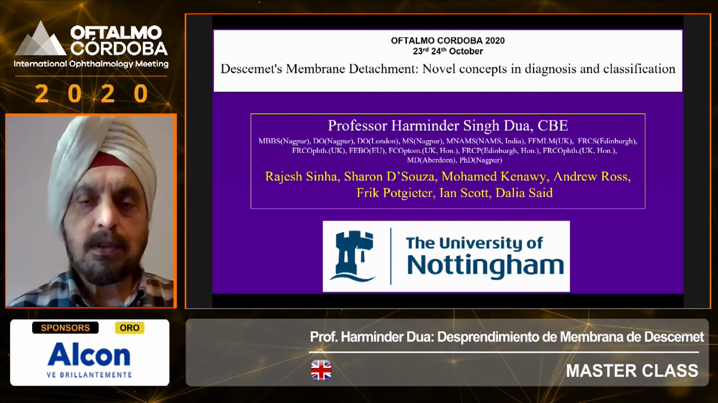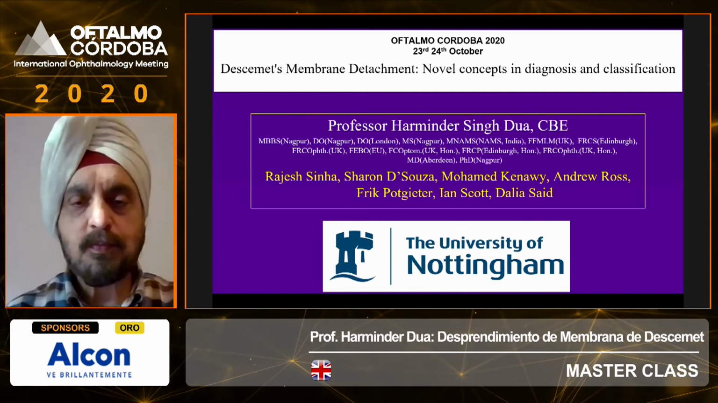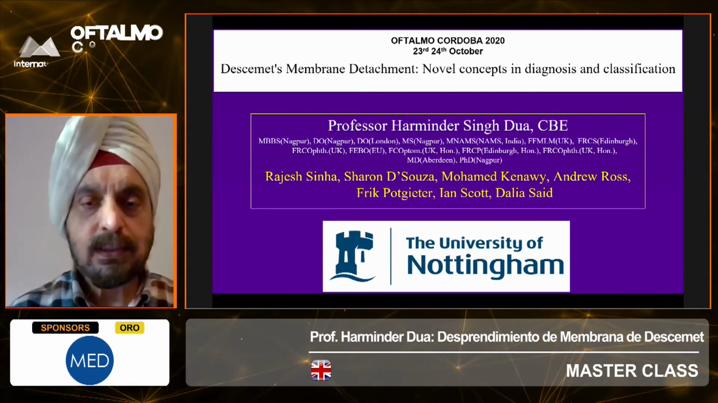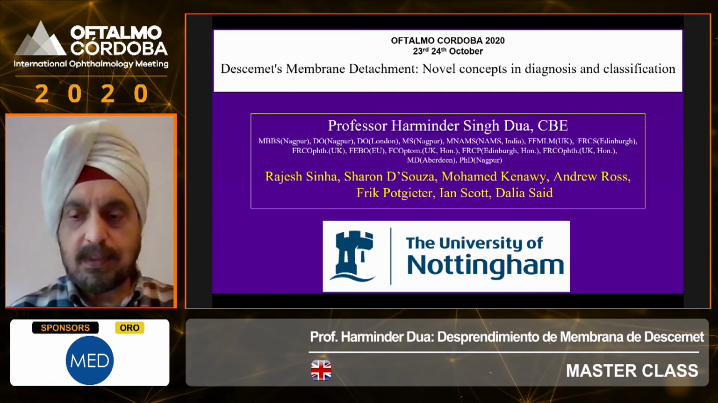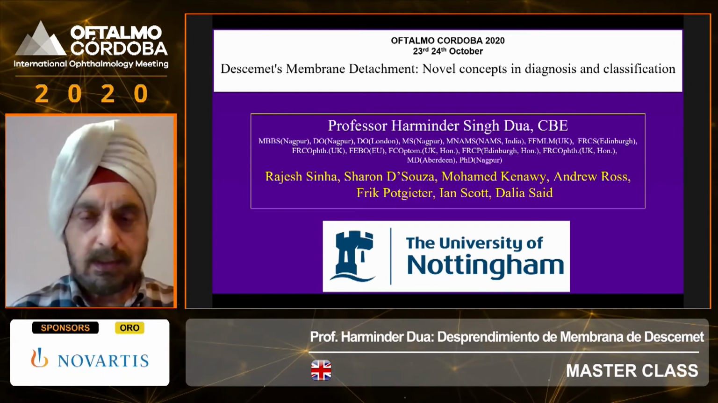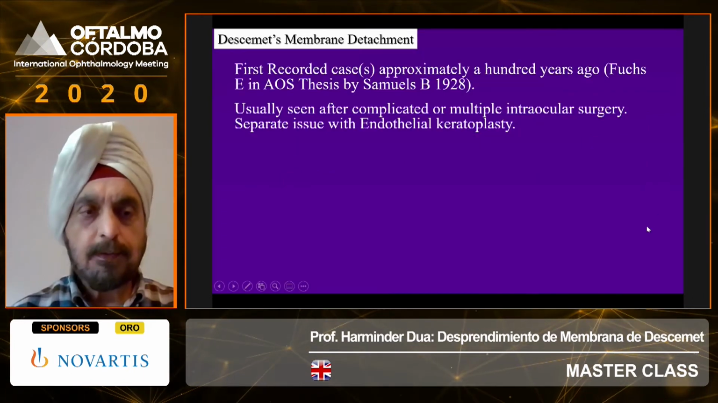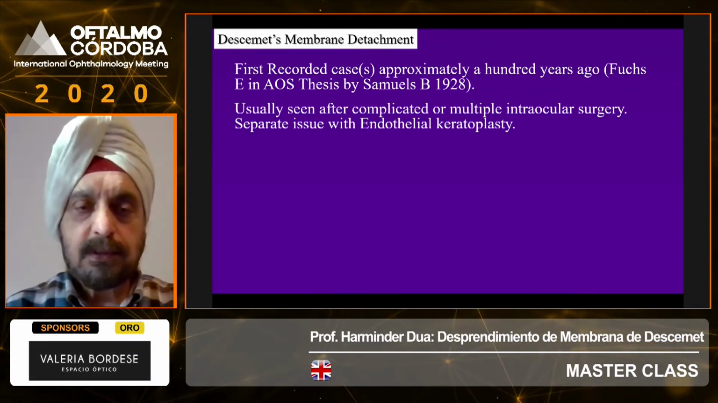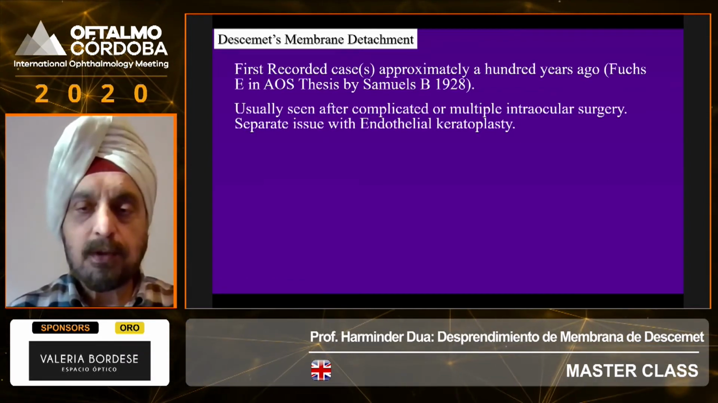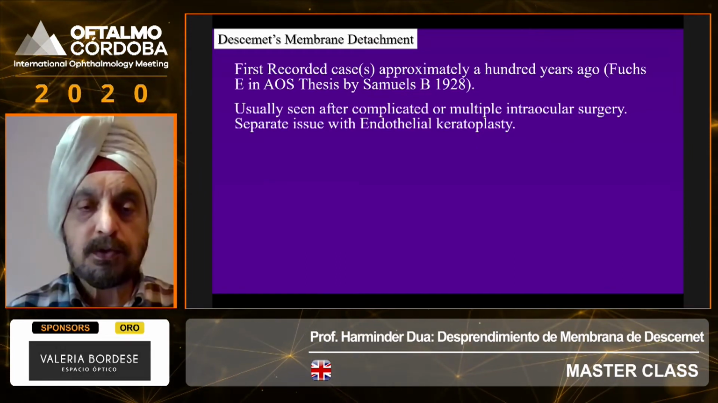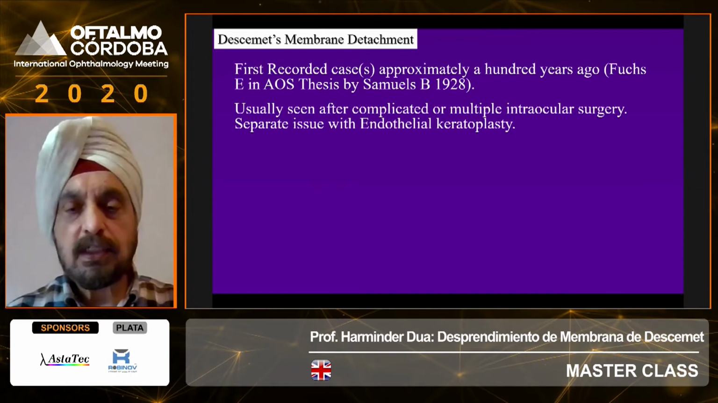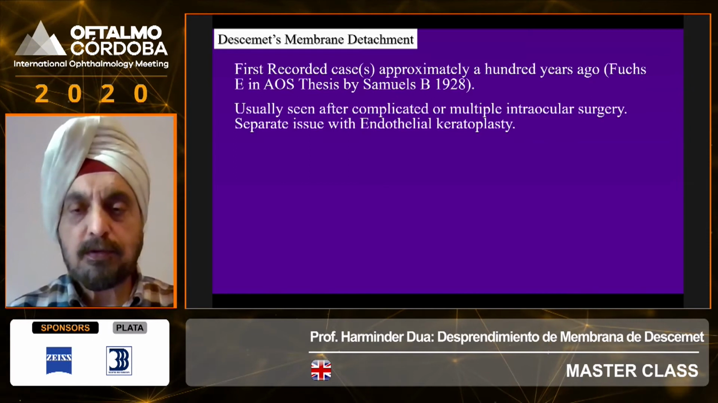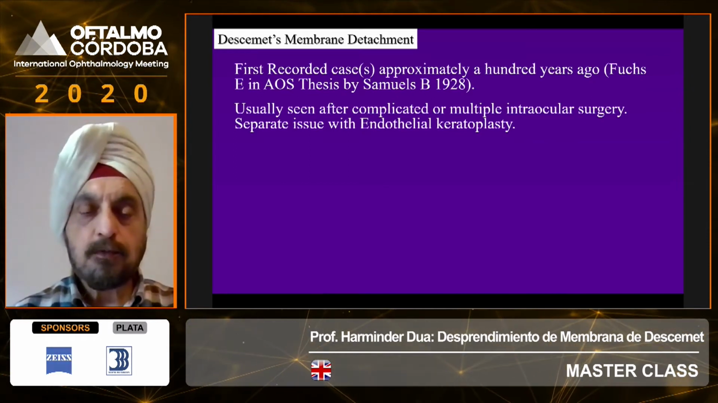I'm going to take you through some concepts in Descemet's membrane detachment, which we have missed so far for more than hundreds of years. If you look back at the history, the first recorded case of Descemet's membrane detachment was more than 100 years ago by Ernest Fuchs. And usually it was seen, and still is seen, after multiple complicated intraocular operations, like if there's a nucleus drop in cataract surgery and so forth.